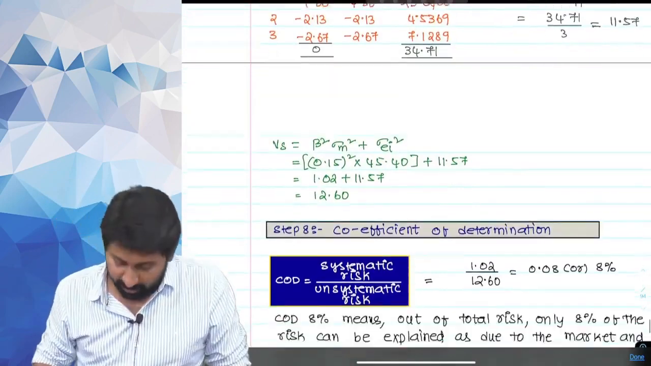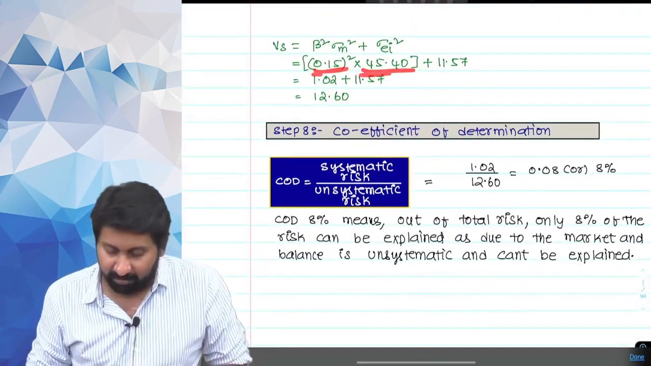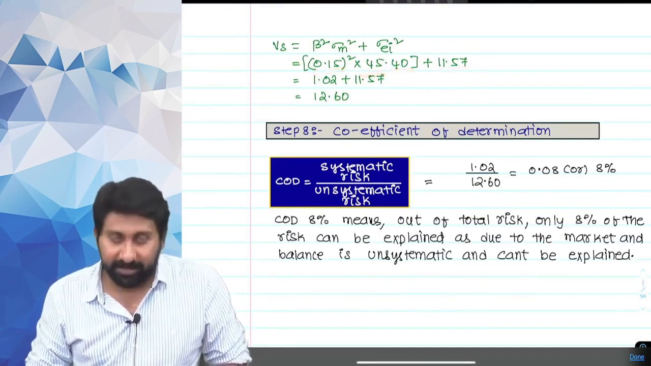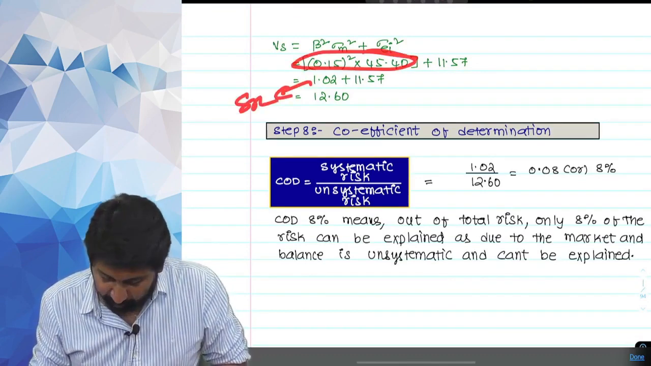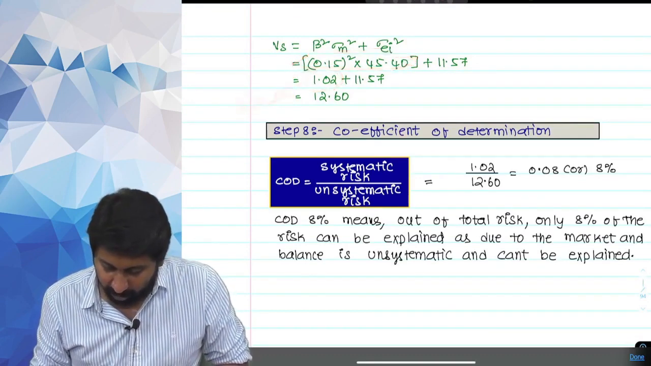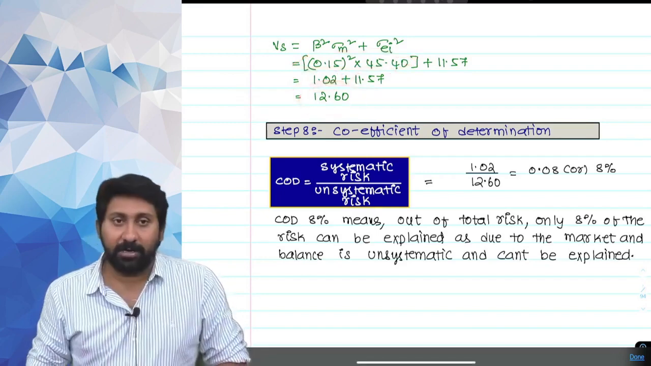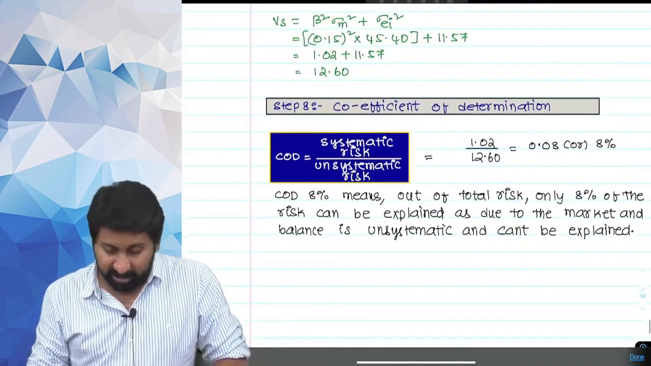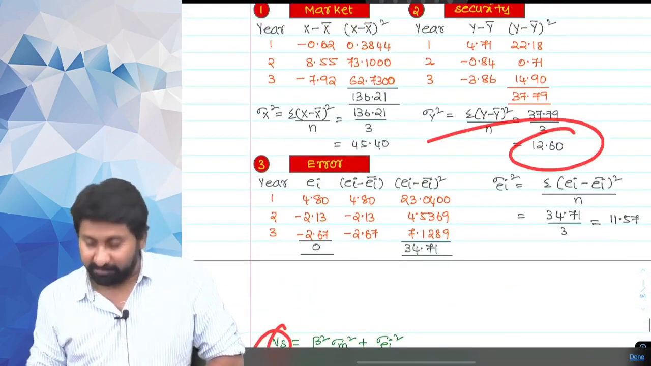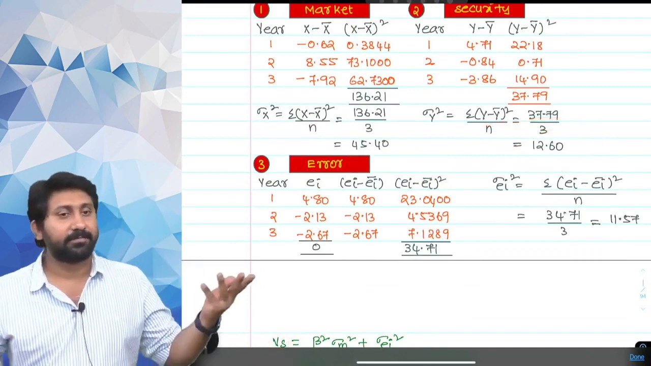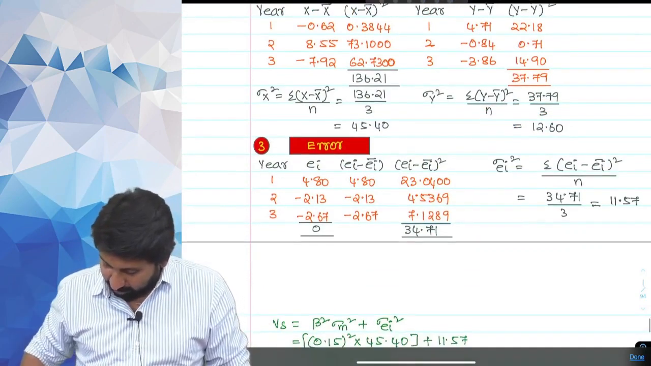Okay, now. So the variance of security is beta square, 0.15 square, times sigma M square, 45.80, plus 11.57. So how much has this portion come to? This is the systematic risk portion, 1.02. How much is this portion? 11.57. So total is how much, sir? 12.60. So 12.60 is the variance of the security. Exactly, that matches with 12.60 here. Over. This is all about Sharpe's single index model.